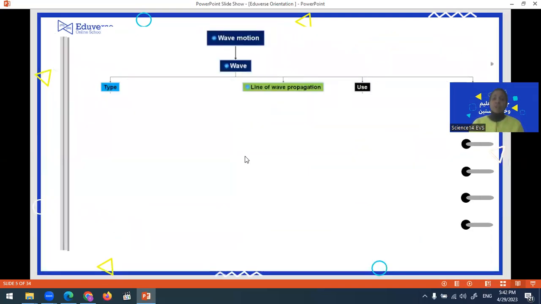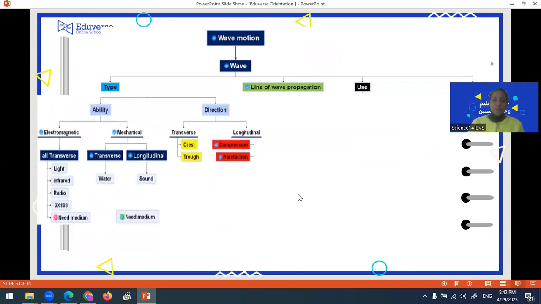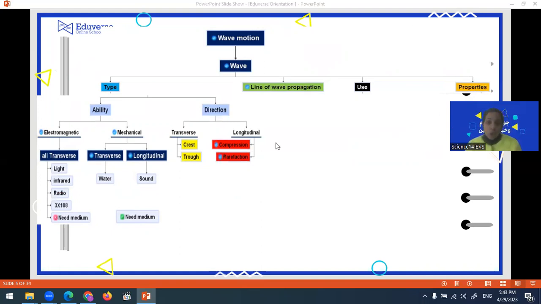Okay, let's talk now about the wave motion, the second type of the periodic motion. We were going to talk about the types of the wave motion, what's the line of wave propagation, and we're going to talk about some properties also.